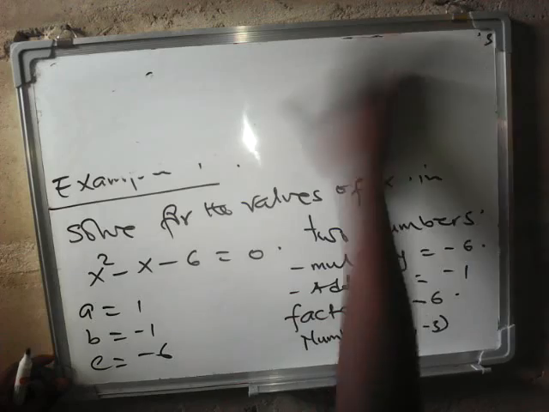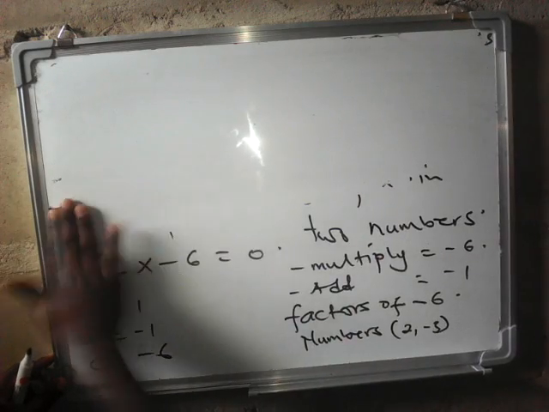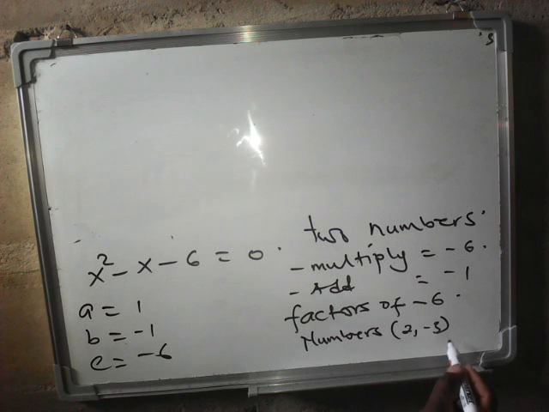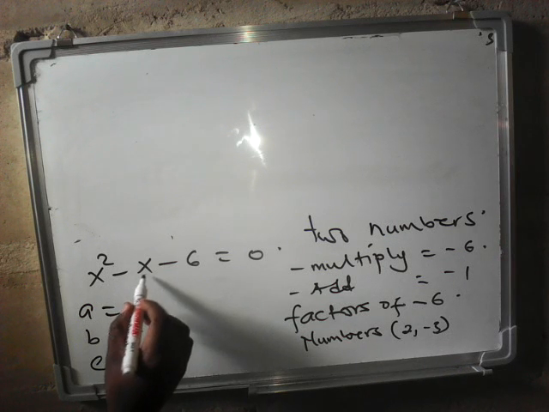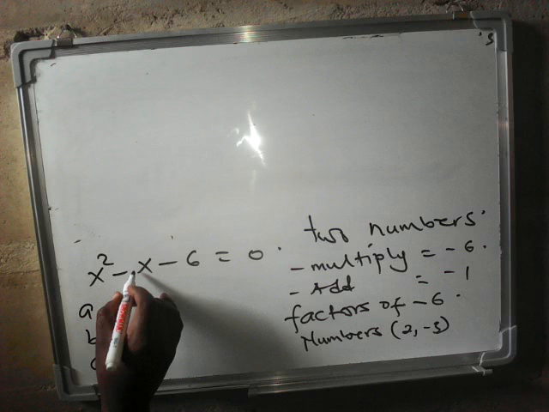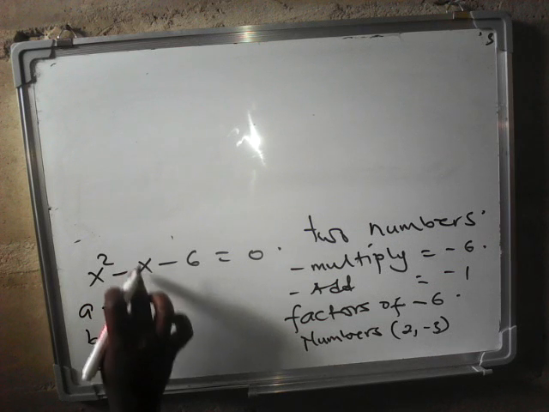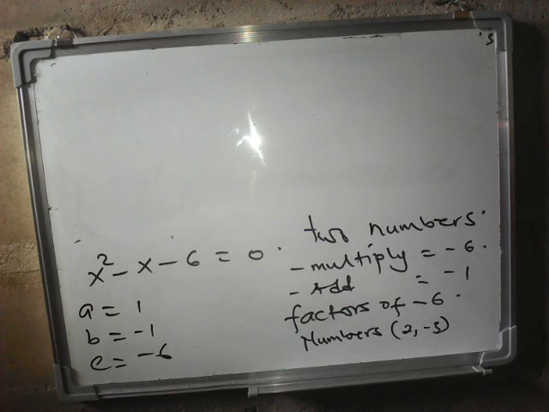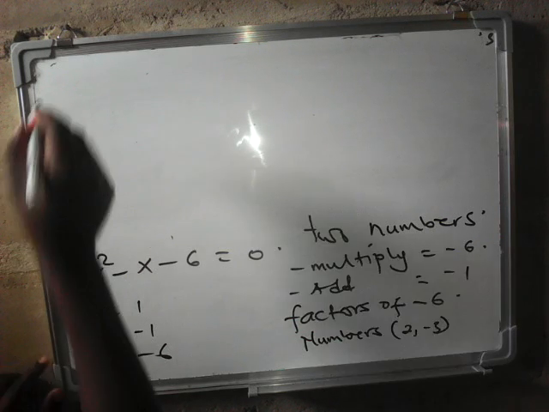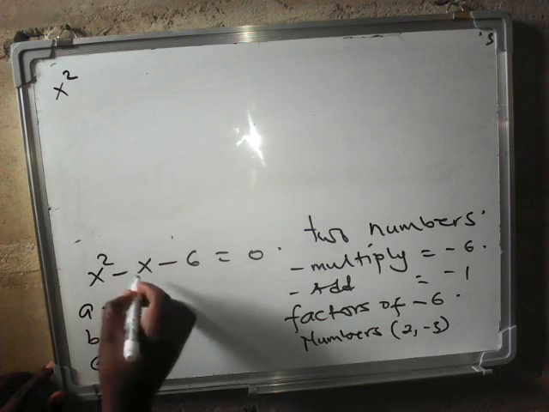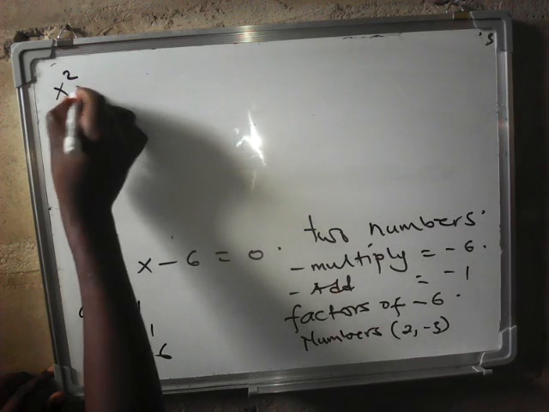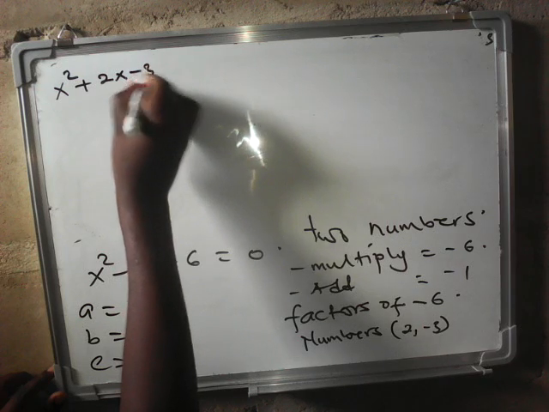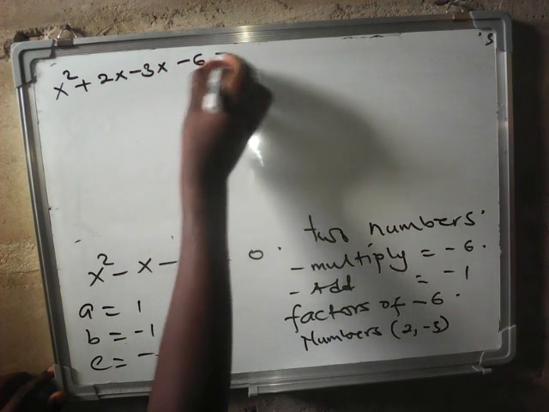So now what we are going to do for that case, we are going to get these two numbers and substitute them in the place of -1, because here we know there is a -1. So it will be x squared plus 2x, then -3x, then -6 is equal to 0.